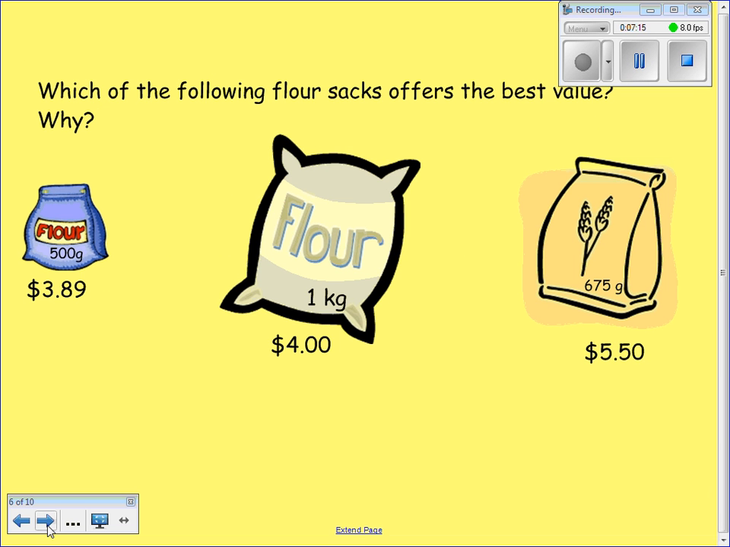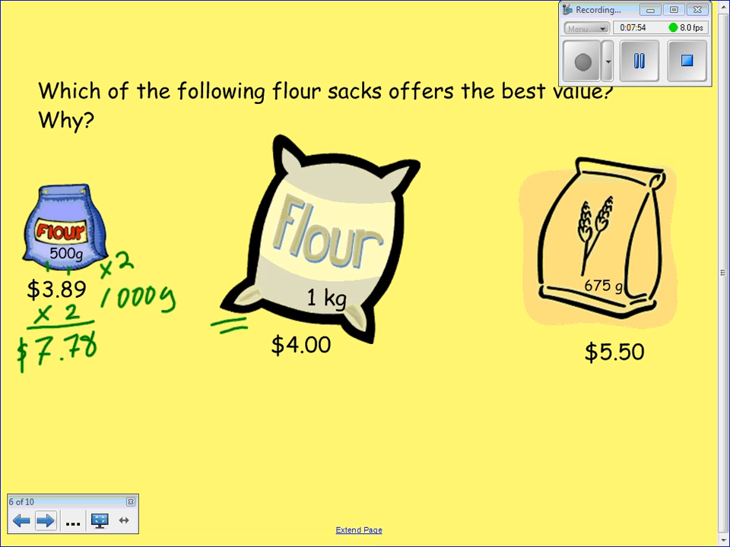So which of the following flour sacks offers the best value? Well, we've got 500 grams of flour for $3.89. We've got 1 kilogram of flour for $4, or we've got 675 grams for $5.50. If I say to myself, well, I know that 500 grams multiplied by 2 tells me 1,000 grams, and 1,000 grams is equal to 1 kilogram. So I'd have to buy 2 small bags. So if I multiply $3.89 by 2, 2 small bags would cost me $7.78.